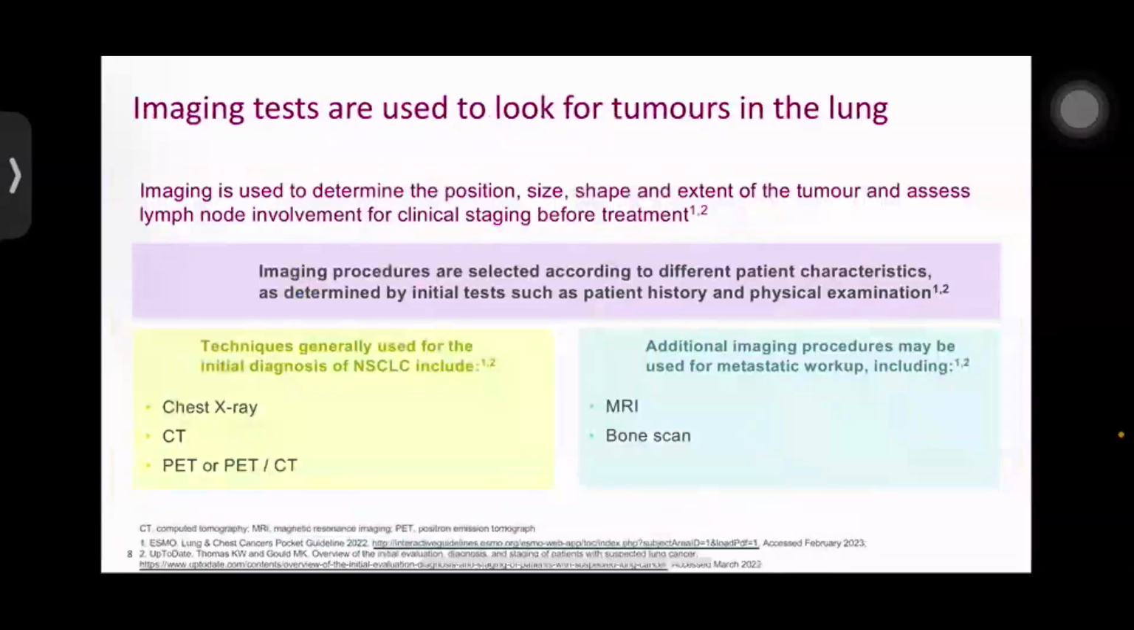Now the imaging used to look for tumors in the lung. As we discussed, imaging predominantly used in initial diagnosis is chest X-ray and CT, then PET and PET CT. Additional imaging workup includes MRI brain, and a bone scan if PET is not done.